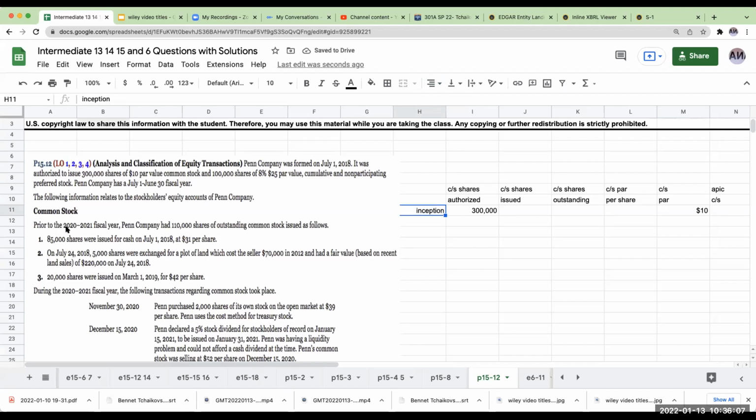So prior to the 2021 fiscal year, Penn had 110,000 shares of common stock outstanding, issued as follows.